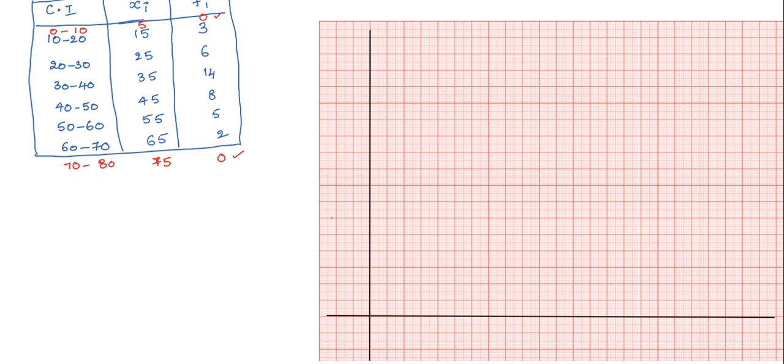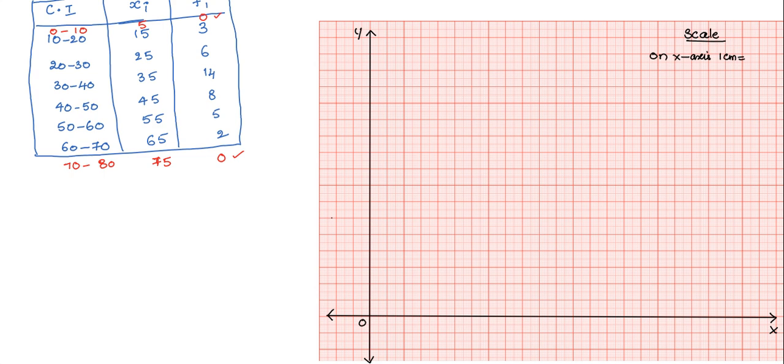Observe in this graph sheet, the horizontal line we can take as the x-axis, and the vertical line as the y-axis. And what is the scale we need to take here? Observe carefully. Scale: on the x-axis, 1 centimeter is equal to... here values are given up to 75.